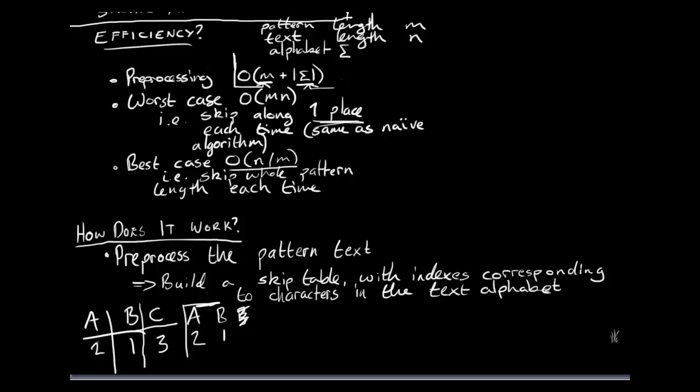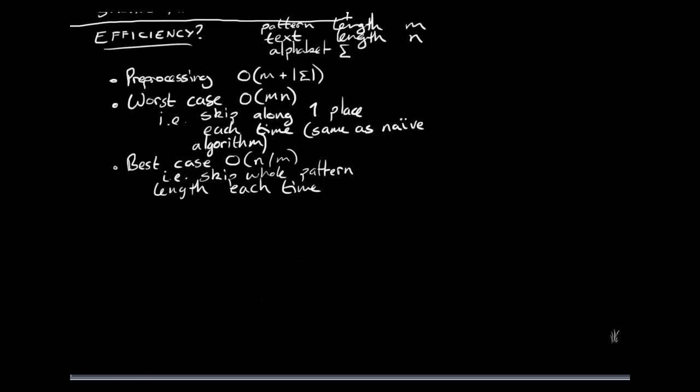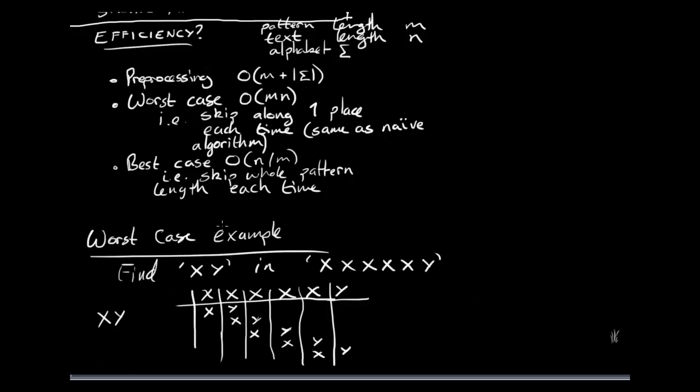So I have some examples here to demonstrate this. Here's an example of the worst case occurring. We're finding x, y in a whole bunch of x's and a y. So here our table would look like this.